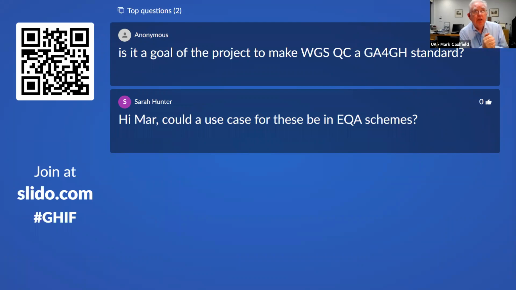Is it a goal of the project to make WGS-QC a GA4GH standard? Shall I jump in, Oliver? I would say this is quite an ambitious goal. For now, we're seeing where things go. The immediate goal would be to come up with this standardized language, and then we do hope to learn and engage with GA4GH, and Oliver has been pretty active on that end. So who knows where it's going to take us, but what do you think, Oliver?